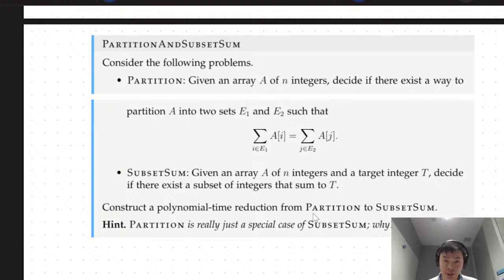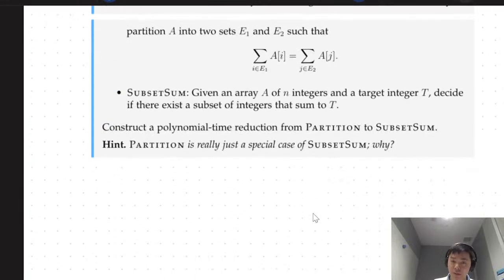So here we're given two problems again. These two problems are very similar in nature. So consider the first problem, which is called partition. In this problem, we're given an array of integers, and our goal is to decide if we can partition A into two sets whose sums are the same. And subset sum just says, well, given an array of integers and a target integer t, can we find a subset of integers that sum to t? And here we want to construct a polynomial time reduction from the partition problem to the subset sum problem.